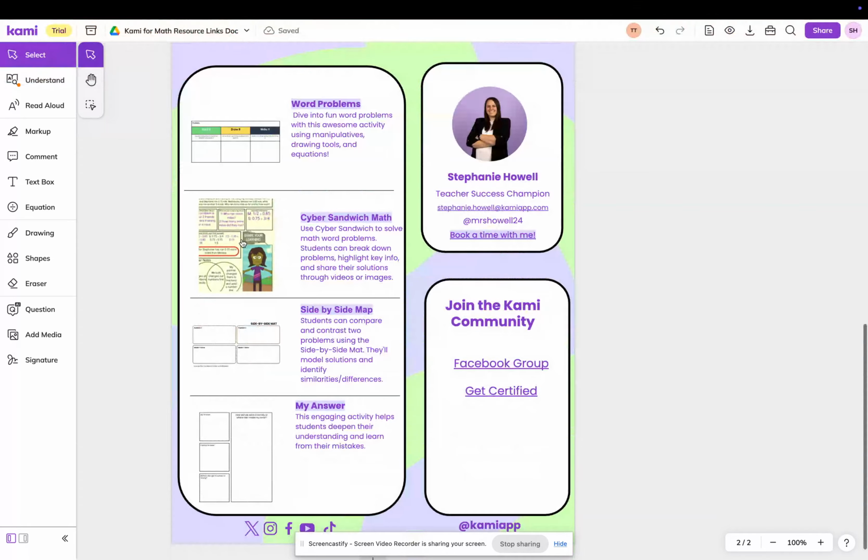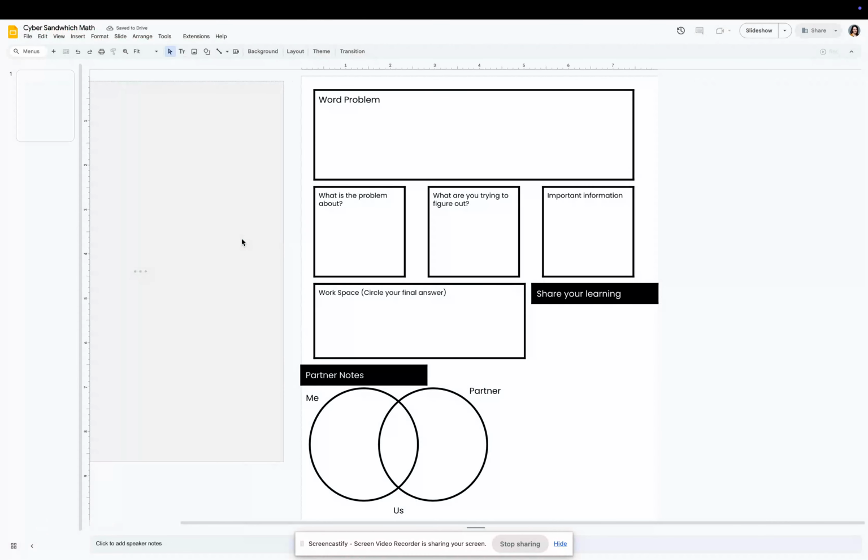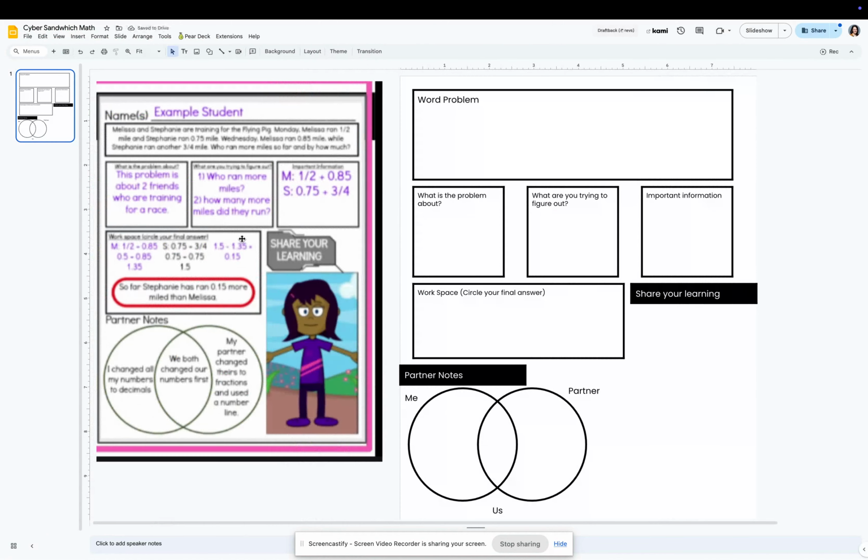There's also Cyber Sandwich for math, which is one of my favorite activities created by Melissa. And what it does is it takes the spin of Cyber Sandwich. You have your word problem. Students think about what the problem's about. They write about what they're trying to figure out. They write down important information. They have a workspace, and then they compare with a partner.